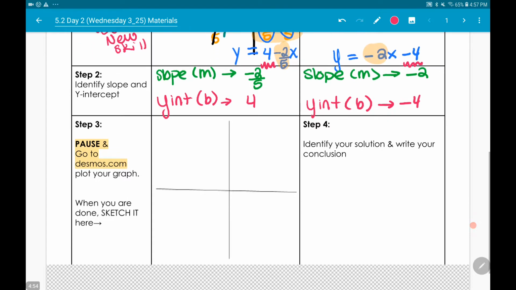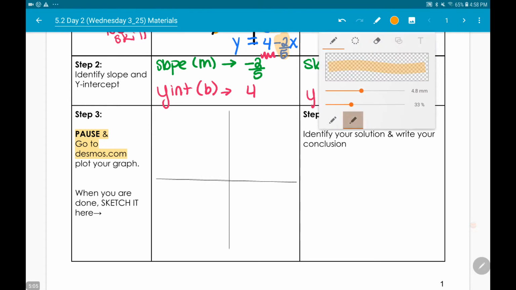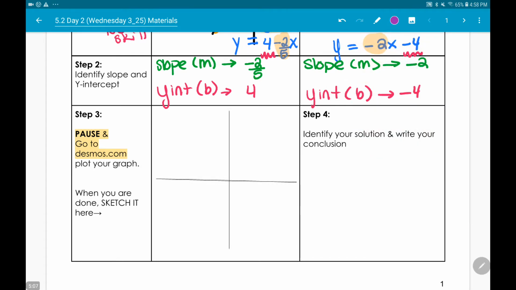Okay. Now what we're going to do is we're going to pause and we're going to graph on Desmos. Okay? And what am I graphing? I'm graphing my two equations that we isolated, not my originals. That's the important part that's different. This is what I'm graphing on Desmos. All right, so let's go ahead and pause and do that.